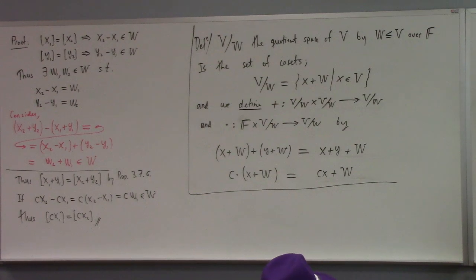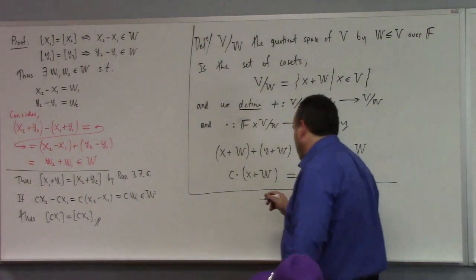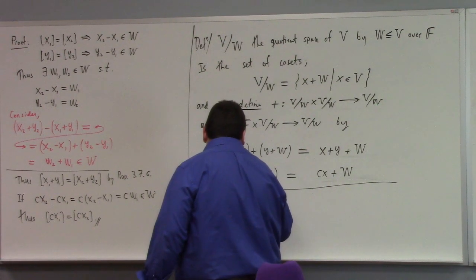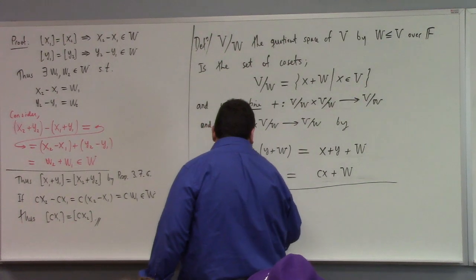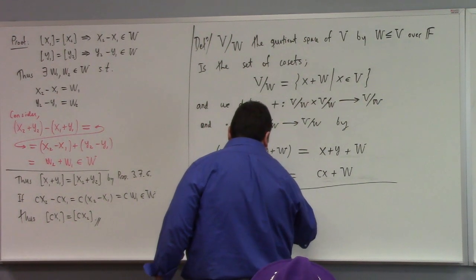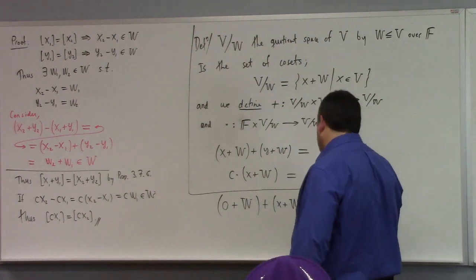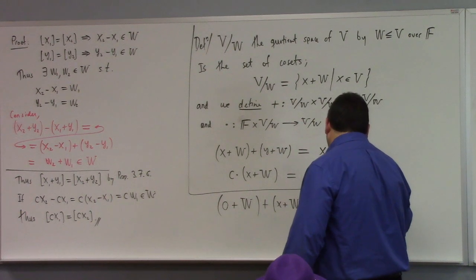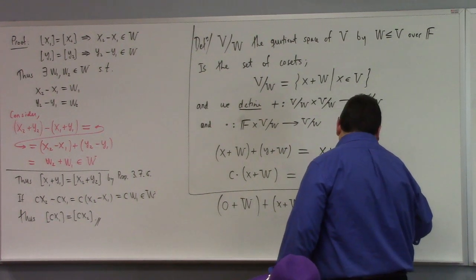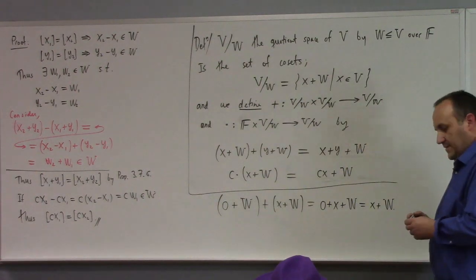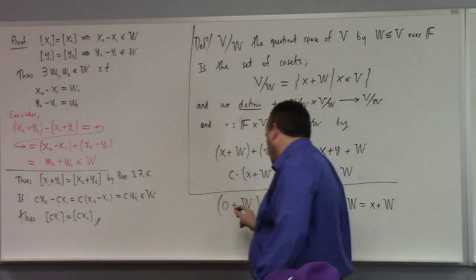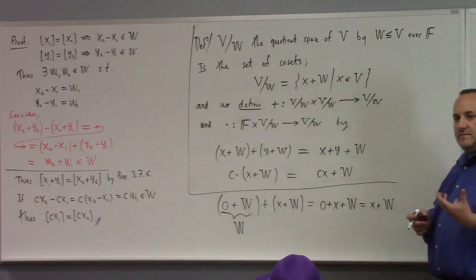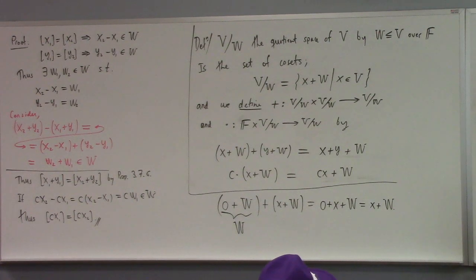What's 0? So what's the 0? So there has to be a 0, right? So check it out. 0 plus W, right? Plus X plus W, how's that go? 0 plus X, plus W, which is X plus W. In other words, this is, of course, W. So W itself plays the role of 0 in the quotient space.